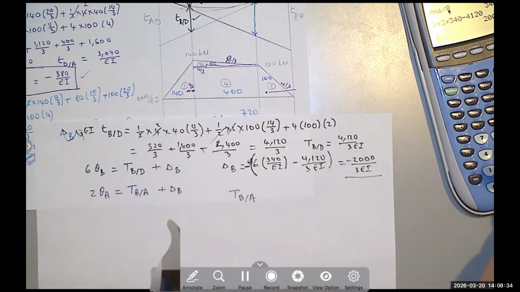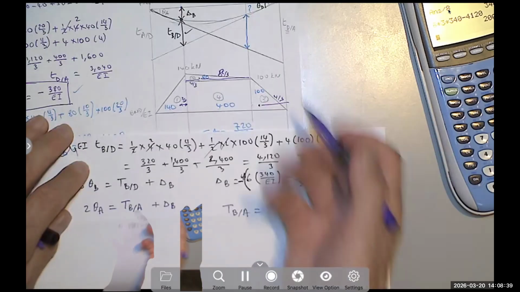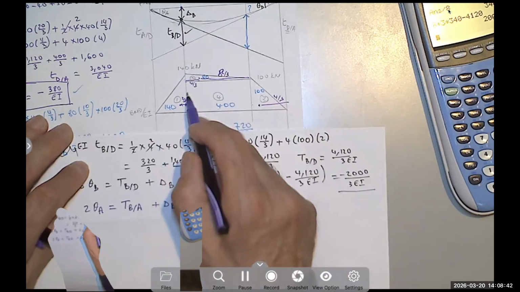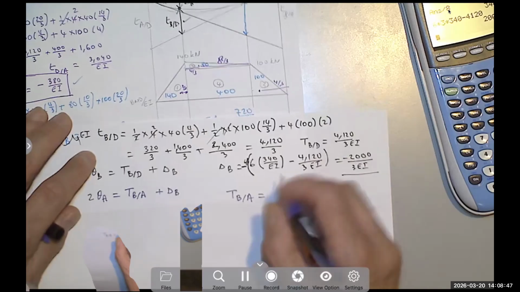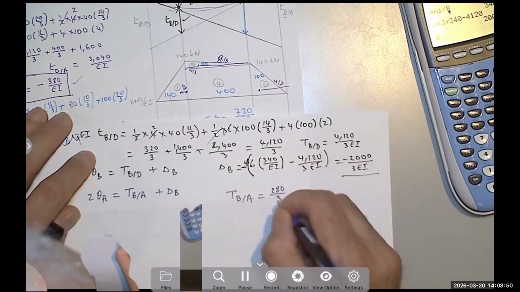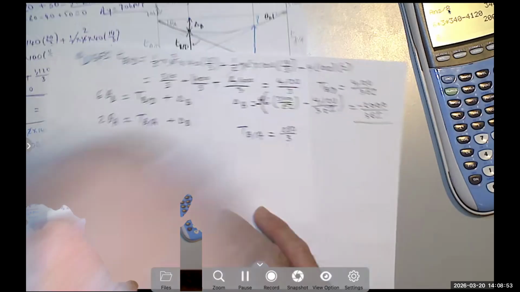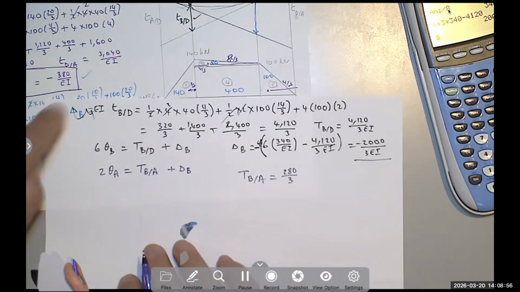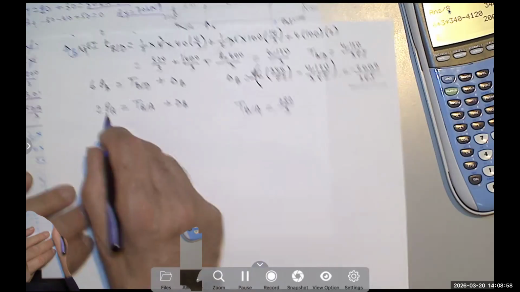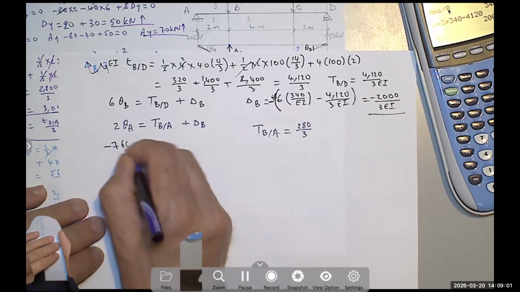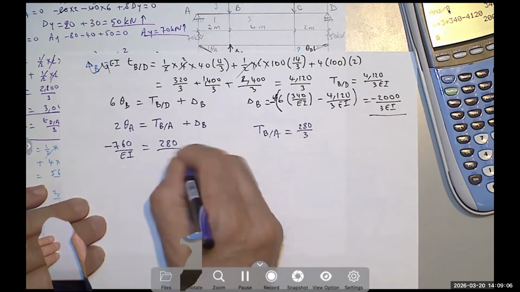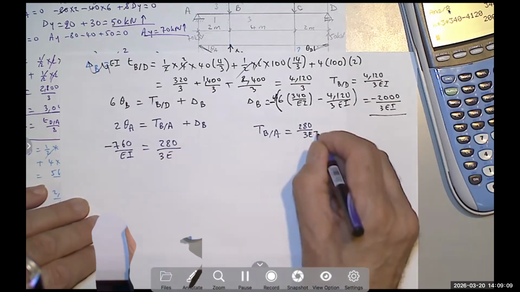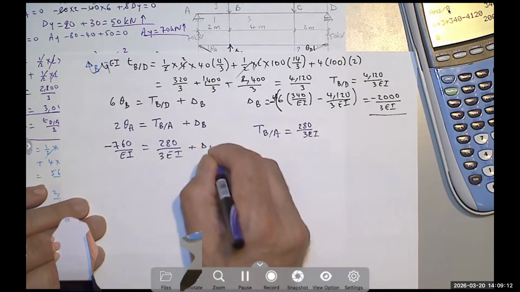In fact, I see it right there. It's 280 over 3. So again, there is no reason to say 1/2 times 140 times 2 times 2/3, right? It's simply 280 over 3. Now, theta sub A was negative 380. So when I multiply it by 2, I get negative 760 over EI equals 280 over 3 EI, again I didn't write the EI here, plus delta B.